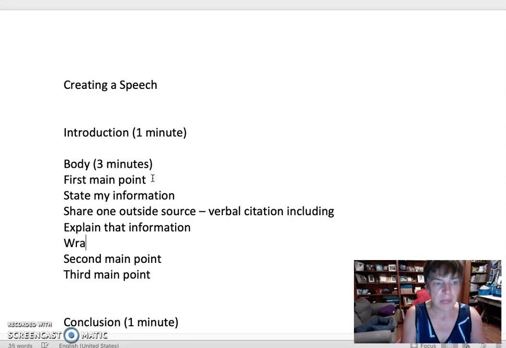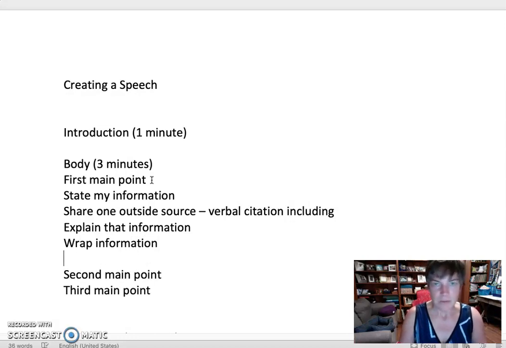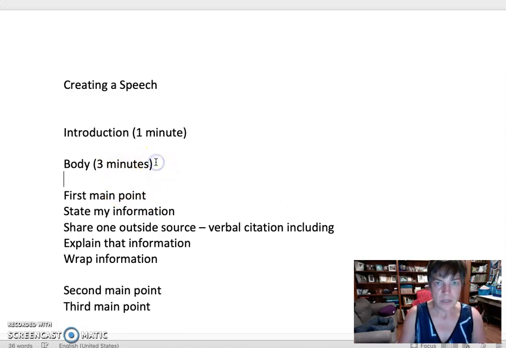And then you're going to wrap up that information, maybe bring it all together in a nice little summary, not very long though. So you see there's a lot going on in one main point. You're sharing your information, bringing in an outside source, announcing it, giving a verbal citation, and then you're going to take a moment, think a sentence or two, to explain that information.